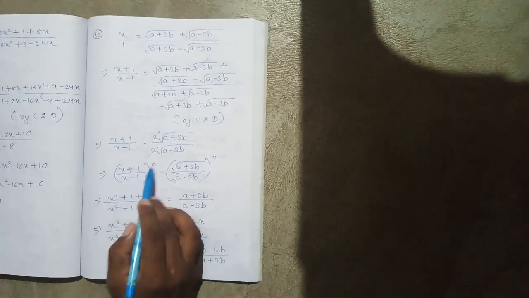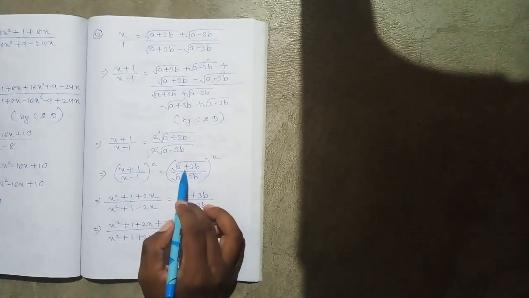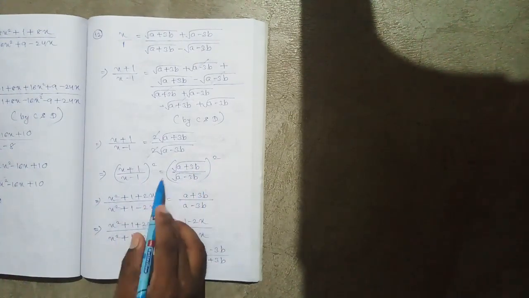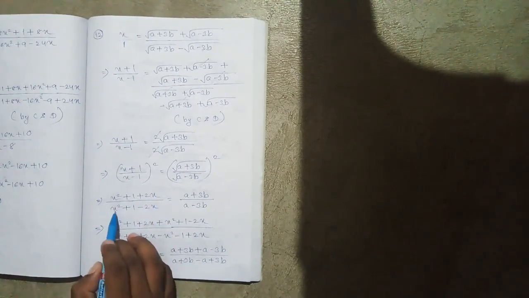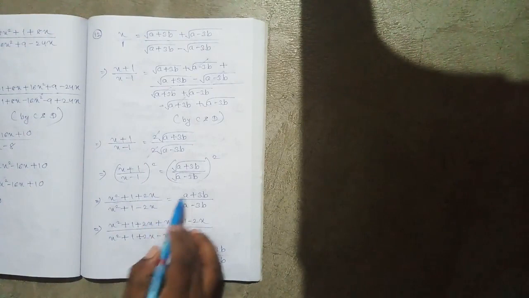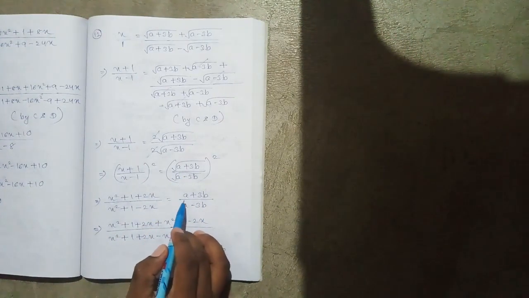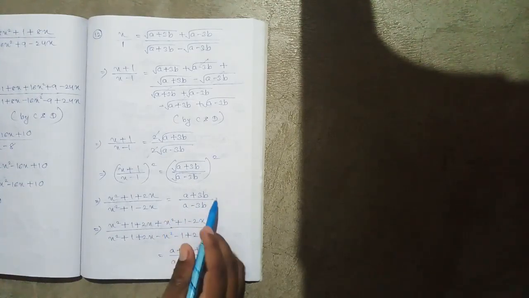So ((x+1)/(x-1))² is equal to (√(a+3b) / √(a-3b))². On expanding we get (x²+1+2x)/(x²+1-2x) is equal to, the root will be cancelled, removed, eliminated, so (a+3b)/(a-3b). Now again you use C and D.